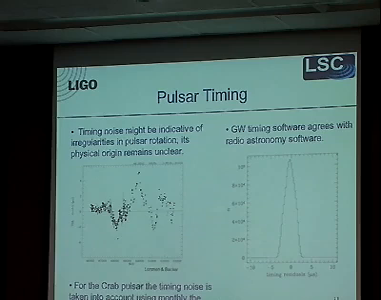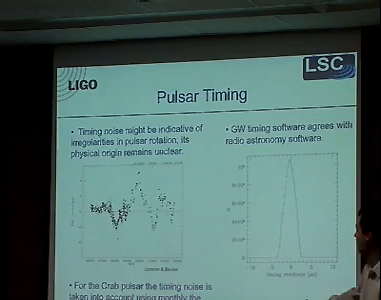We've checked our timing software that we use in the LSC to make sure that it agreed with the radio astronomy packages, and the timing residuals between our software and theirs is less than 5 microseconds. For most pulsars, timing noise, which is seen, is not important for us, except for the Crab pulsar. For the Crab pulsar, the timing noise, if it's tied to the rotation of the pulsar, is large enough that it could prevent us from seeing a signal. So we actually correct for that.